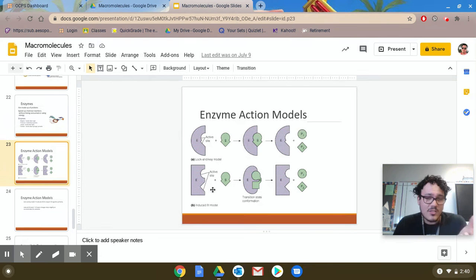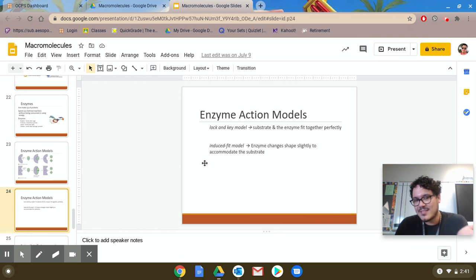The induced fit model is a little bit different. It's a little bit tricky. With induced fit, if you look at the enzyme and then you look at the substrate, you'll notice that they don't really fit very well. It's kind of like having two corner pieces on a puzzle. So instead, for the induced fit, I think of Play-Doh. We've all played with Play-Doh before. Play-Doh you can mold into any shape that you want. The enzyme itself will change its shape so that it can fit the substrate. And by doing so, you then have the reaction occur and you get the same result, products.